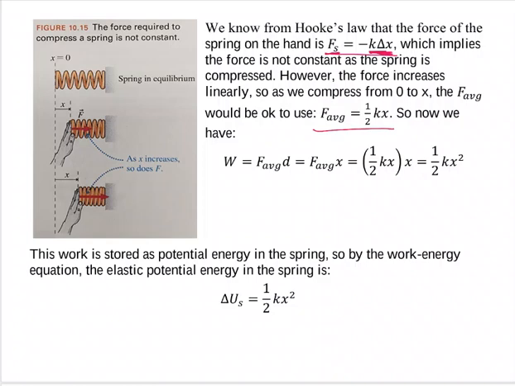So now we're going to have this equation from before. We have W equals F average d equals F average x, same thing. So now we have 1/2 kx times x, equals 1/2 kx squared. So this work is stored as potential energy in the spring. So now we can go back to our work energy equation. The elastic potential energy in the spring is this formula here. So that's kind of nice, pretty simple.